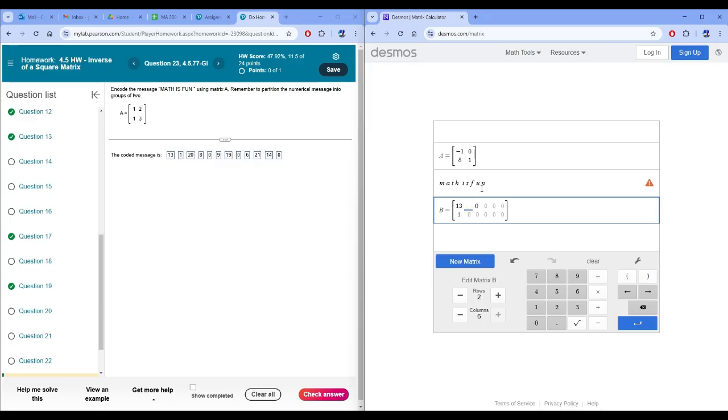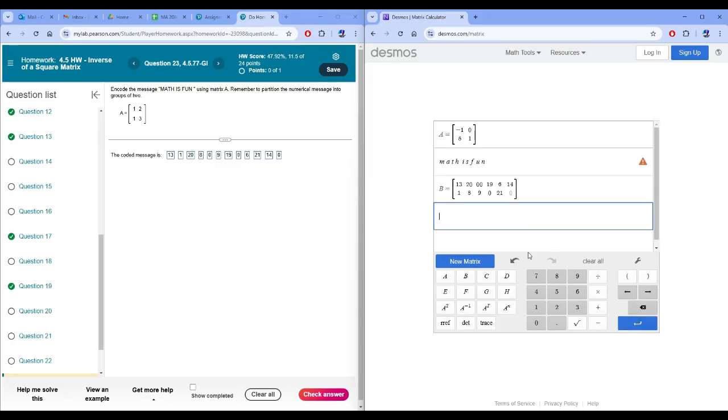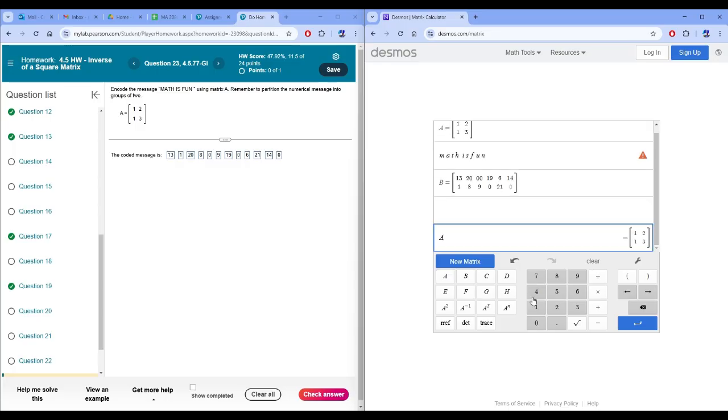Then up here should be a 20. Then down here should be an 8. Then up here should be a 0. Then up here should be a 9. This one is a 19. This one goes down to 0. This one goes up to 6, 21, and 14. And then what I want to do, if I know that A is going to be equal to 1, 1, 2, 1, 3, if I then multiply A times B, I get that.